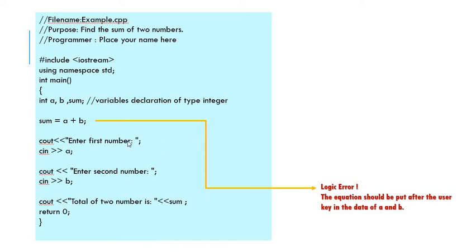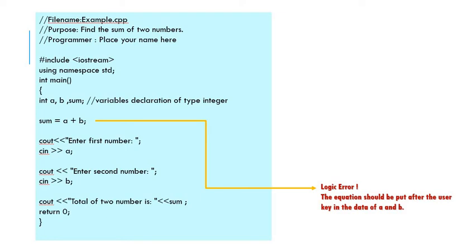But the programmer incorrectly put the equation of sum before the user keys in this data. The equation is supposed to be after the user keys in the data, but the programmer put the equation before the user keys in the data. So this program will produce an output successfully, but the result is incorrect.